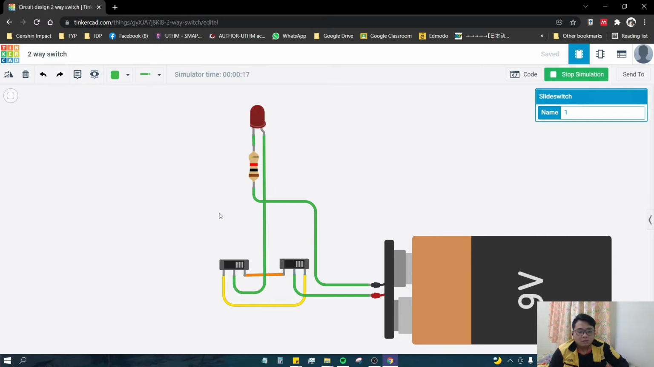So now, besides turning on the LED through these two different switches, we can also turn off the LED by using the other switch. For example, we turn on by using this switch, and we can turn it off by using this switch. The same thing also, if we turn on by using this switch, we can also turn off by using this switch. That's all of my two-way switch simulation.